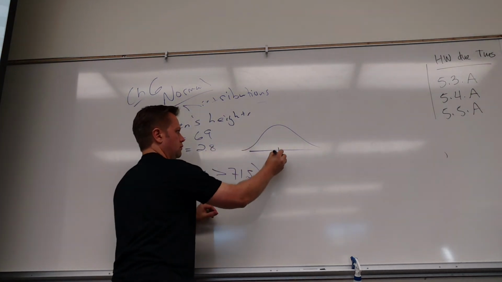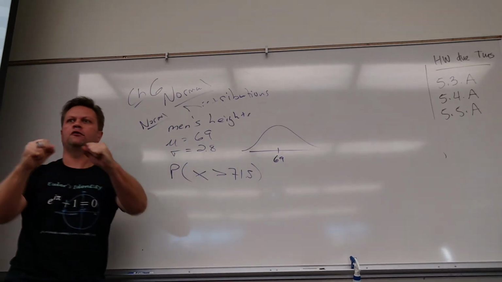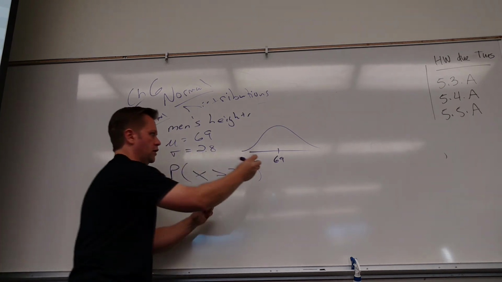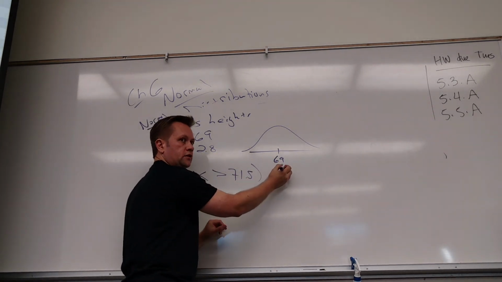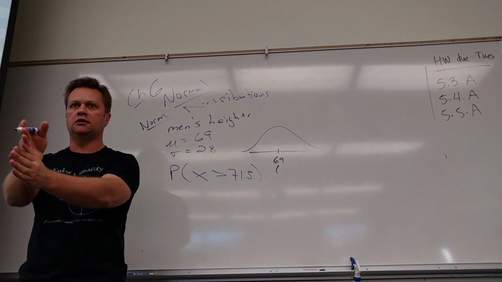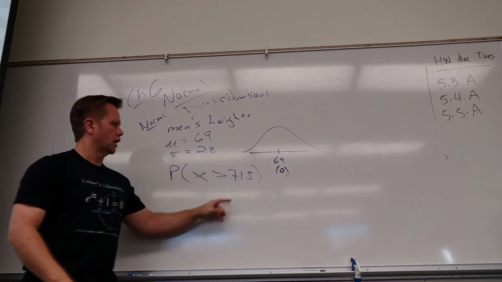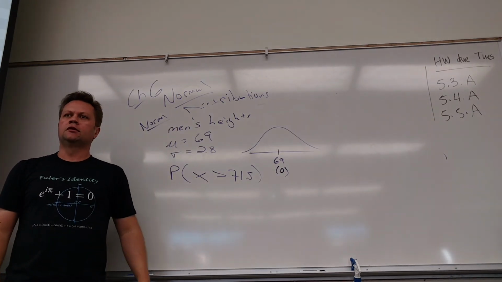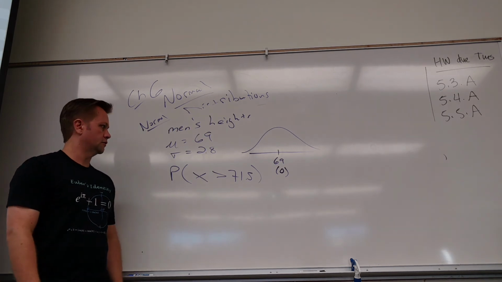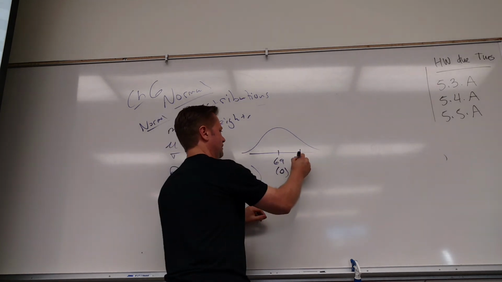So what goes in the middle? 69. I love it. 69. Now watch this. I really want to force you guys to do what's going to be best for you. Below this, I'm going to put the z-score. What's the z-score for the mean, always? 0. Because how far away is the mean from the mean? 0. It is the mean. All right. Now where's 71.5? Just outside. That way. All right.